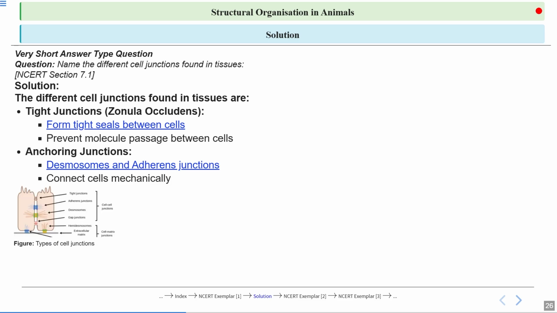You can see here the figure showing the tight junction. The tight junction is present here. The adherens junction is this blue color. And there is a desmosome and there is a gap junction. From the gap junction, you can see the molecules can be passed from one cell to another. And at the base, you can see they again have the adherens junction and the desmosomes.